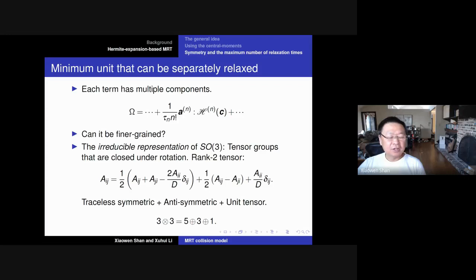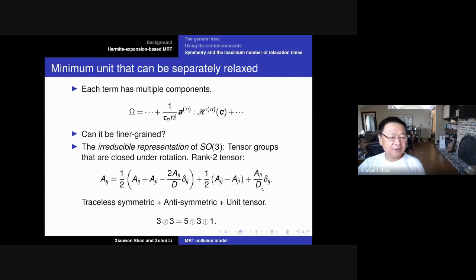Each of those 3 parts is invariant under spatial rotation. That means if you do a rotation of any of the parts, they stay within themselves. The traceless symmetric tensor, if you rotate it, is still a traceless symmetric tensor. The same is true for the anti-symmetric tensors. But for our purpose, the Hermite polynomial and its coefficients are both symmetric tensors. They're not trace-free, but they are symmetric, so we don't have the second term. We only have the first and the third term.